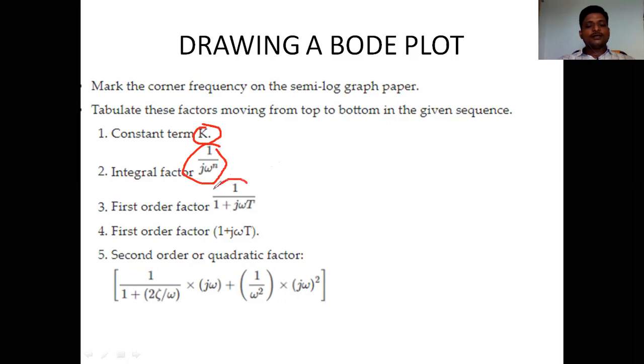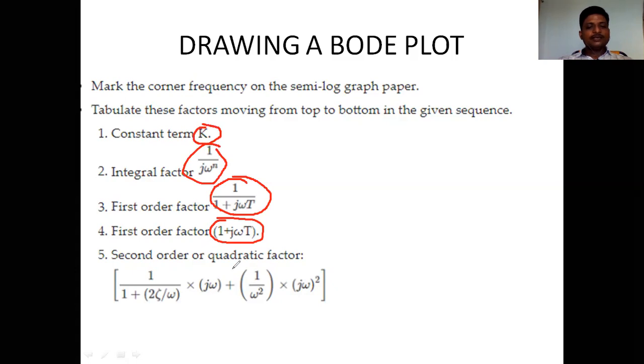Also, if it has a first order factor, which means 1 by (1 plus j omega t), then the corner frequency is 1 by t, and the phase is minus tan inverse of omega by t. And if it has 1 plus j omega t as a factor, then the slope will be plus 20n dB per decade, and the phase is tan inverse of omega by t. So like that you have to calculate.